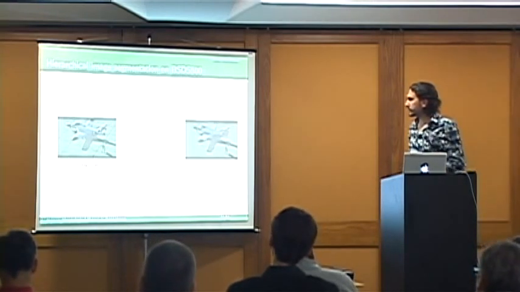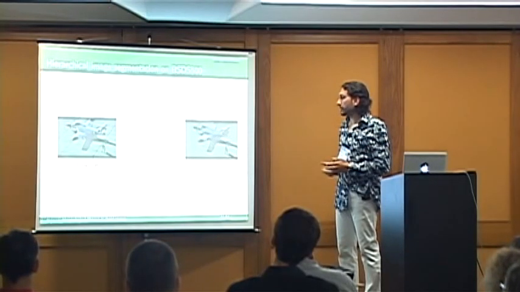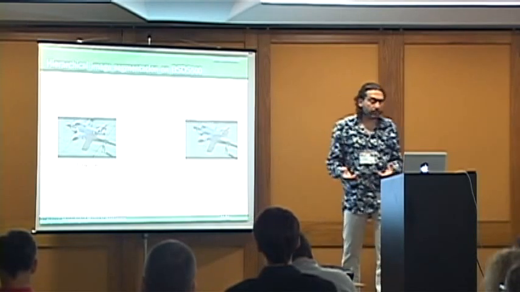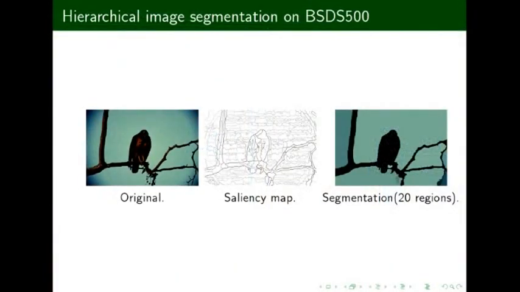Okay, another example. You see that the most important lines, contours, they are present in the image. And if you choose correctly a good level, you can find the object of the scene. Here is the bird example.